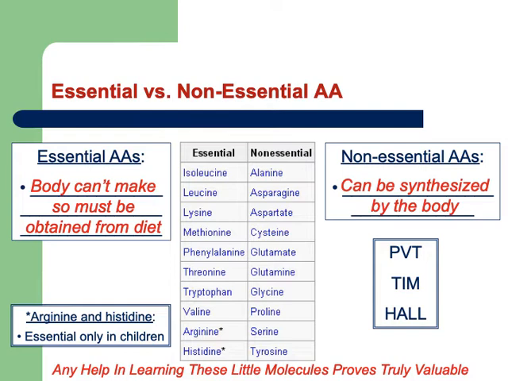And once you know one, then through the process of elimination, you'll know which ones are non-essential when you see a list. Alternatively, you could use PVT Tim Hall as a way. So P being phenylalanine, V meaning valine, T is tryptophan, and then so on for Tim and for Hall. But using these acronyms or mnemonics will help you be able to memorize or know the essential amino acids.